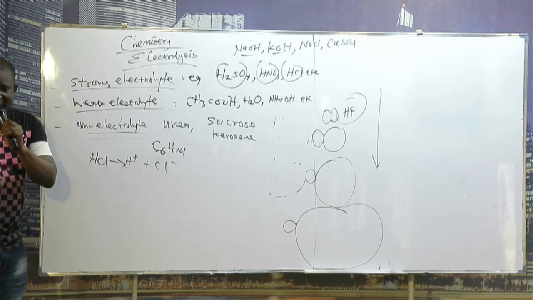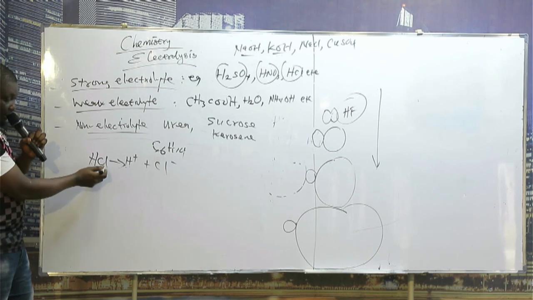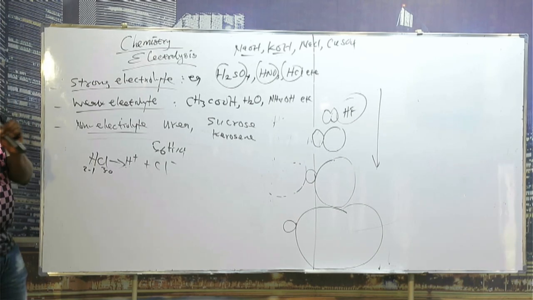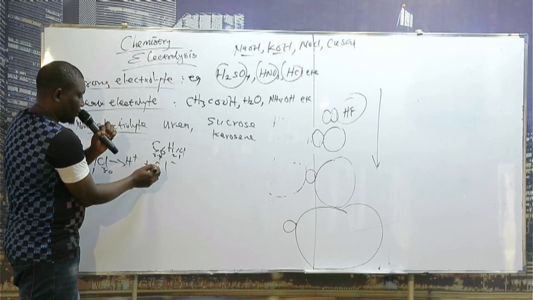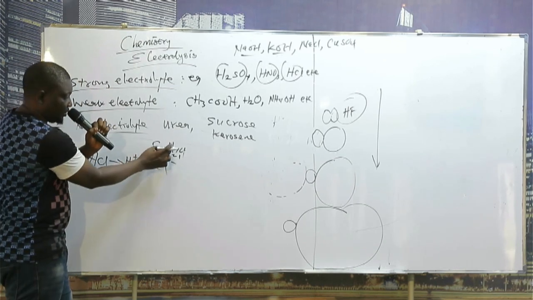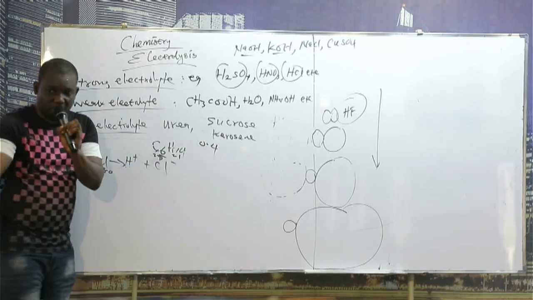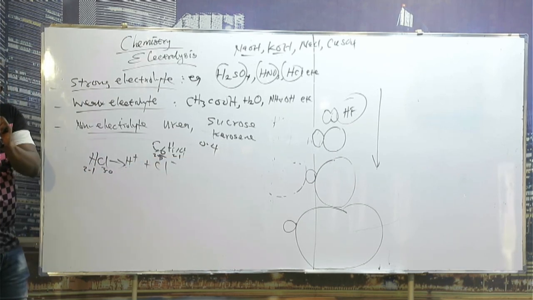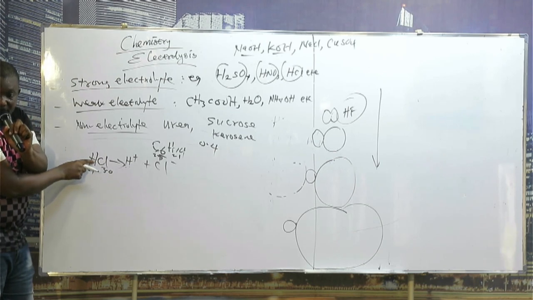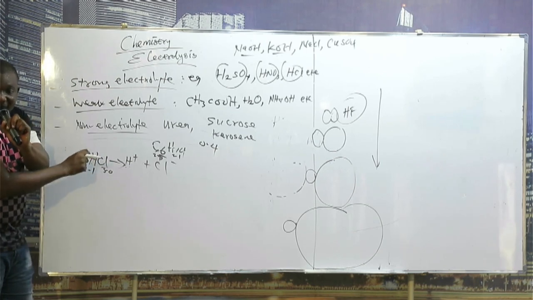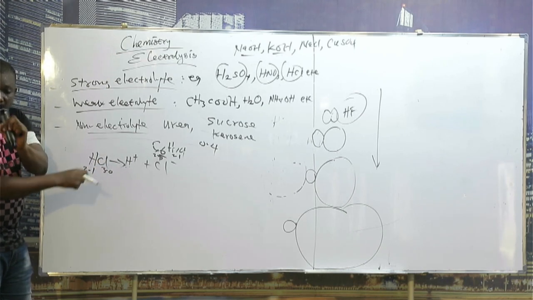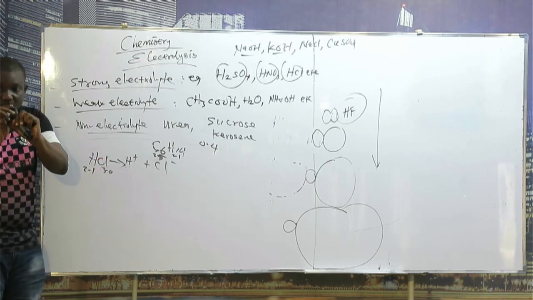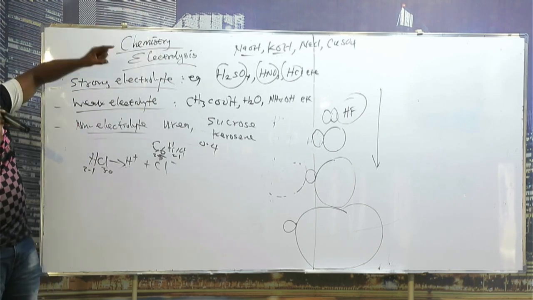Now, let me just give you an idea. The electronegativity difference between H and Cl is very wide. This is 3.0 and this is 2.1. Check the difference. But for this one, it is 2.1 and 2.5. The difference in electronegativity of this is what? 0.4. The difference here is far greater than 0.4. Now, a bond is said to be polarized if the electronegativity difference between the atoms is 0.5 and above.